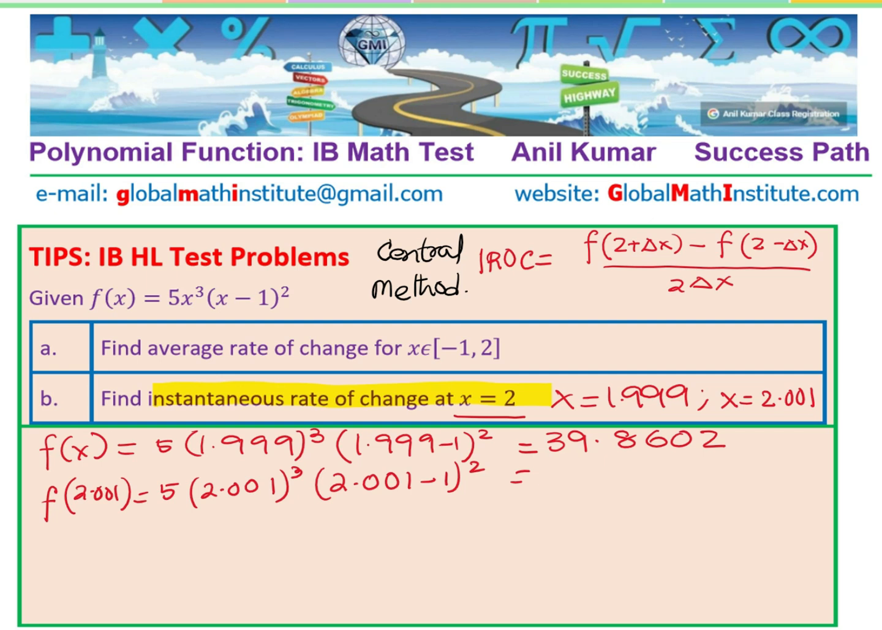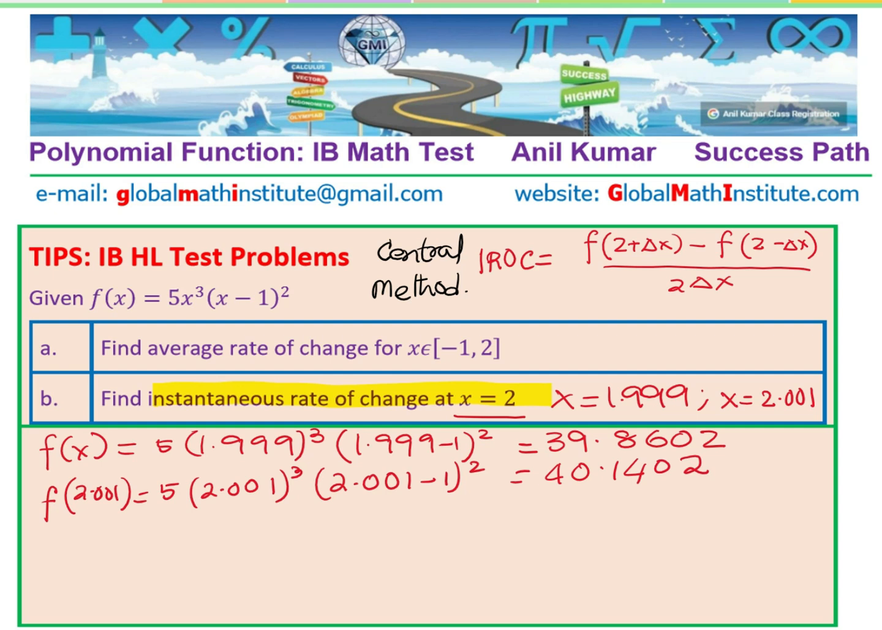Now the next one is 5 times 2.001 cube, right? So we get the number, and then that is to be multiplied by, within brackets, 2.001 minus 1 whole square. And that gives us a value which is 40.1402, right? So that is what we get.